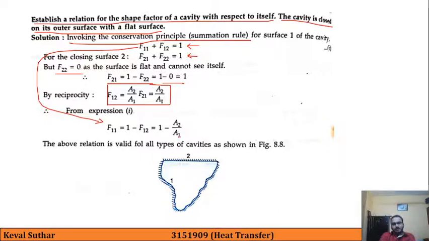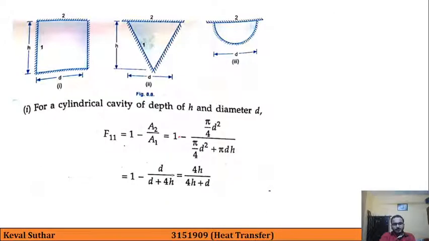Now we will see different geometries. Let's consider the first case in which there is a cylindrical cavity of depth h and diameter d.